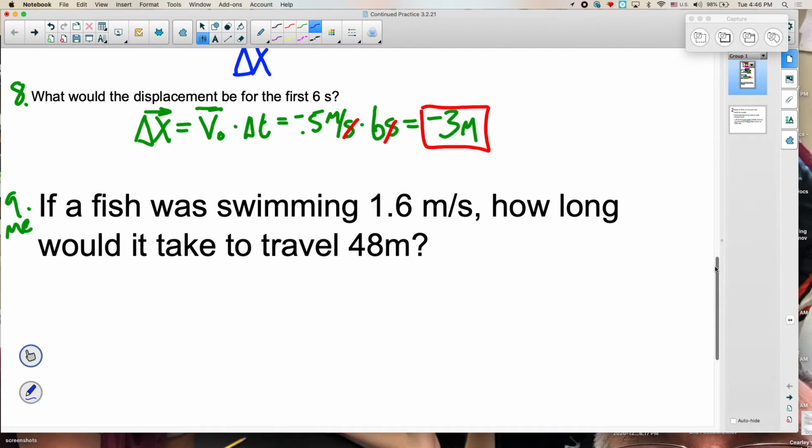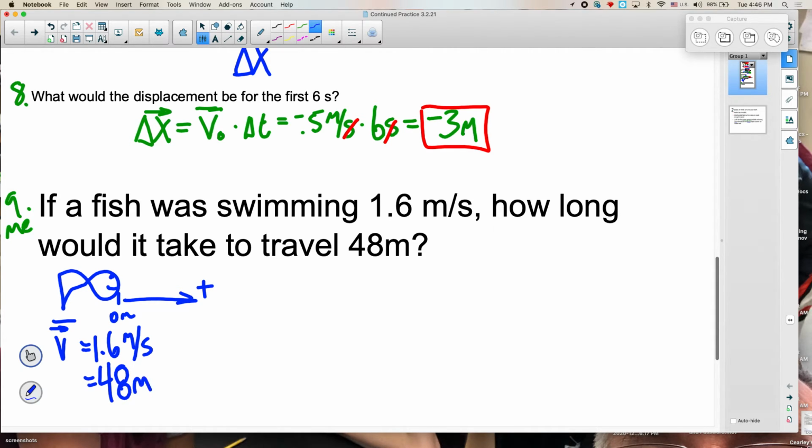If a fish was swimming 1.6 meters per second, how long would it take for it to travel 48 meters? Well, first thing, I'm going to draw a picture of a fish. There's my fish, and he's got a smiley, happy face, and we'll mark a position of 0. We'll say this is a positive direction. The given information: 1.6 meters per second is a rate, and we're going to call that the average velocity, and 48 meters tells us how far it traveled, which in this case we could say is a displacement. What do we have to find? We're supposed to find the change in time. How long does it take to travel?